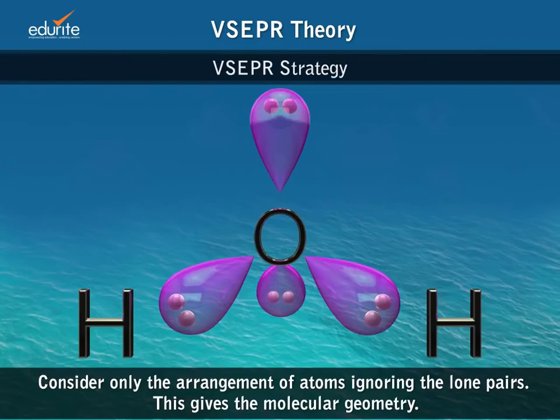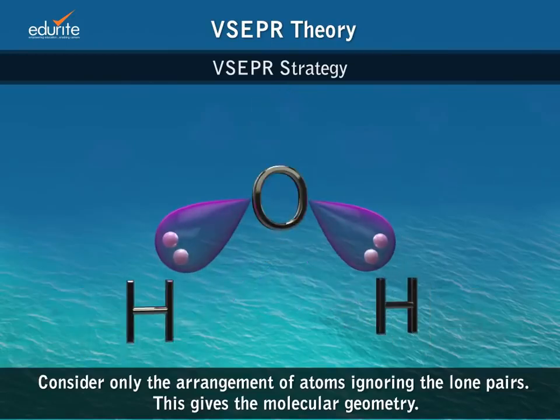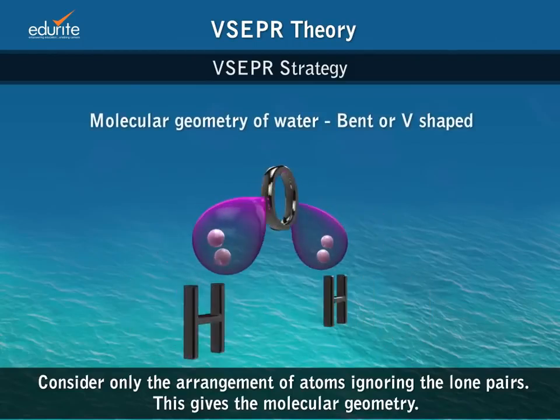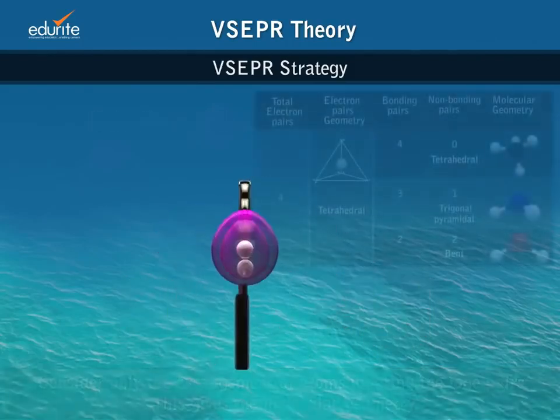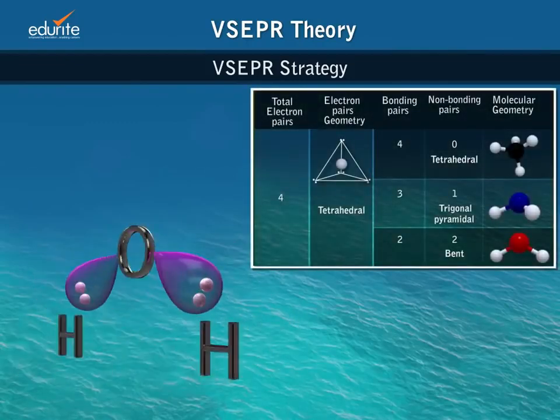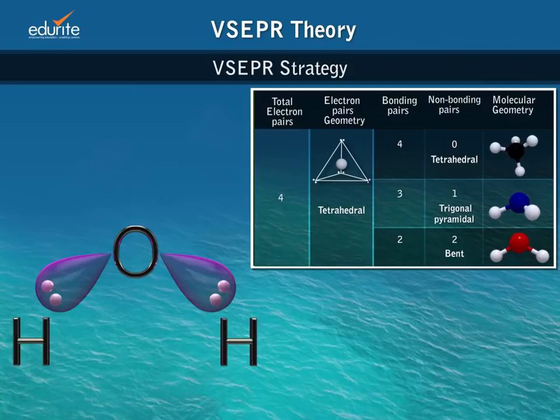To do this, only the atoms need to be considered. So, ignore the lone pairs and look only at the arrangement of the atoms. We observe that the atoms are arranged in a bent or V shape. Alternatively, once the numbers of bonded and lone pairs have been determined from the Lewis structure, the shape is identified using the VSEPR molecular geometry table.